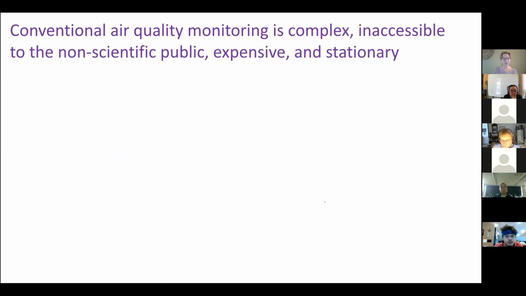So if someone was going to think about trying to expand air quality monitoring, the first way you might think about this is to do what we've always done, which is conventional air quality monitoring. But I'm going to argue that there are some weaknesses with conventional air quality monitoring that don't make this the best option for expanding access to data.